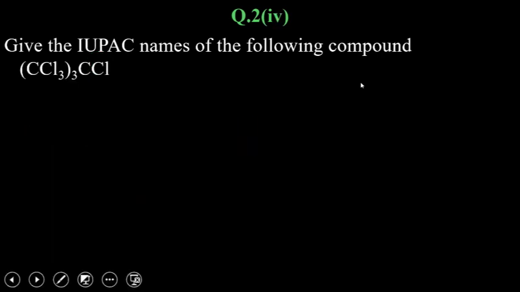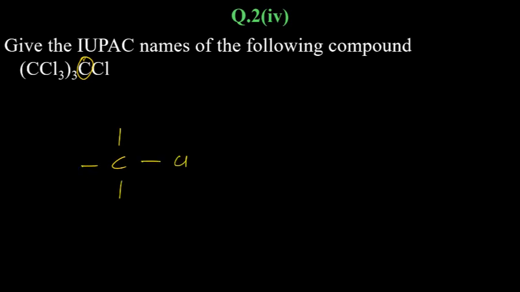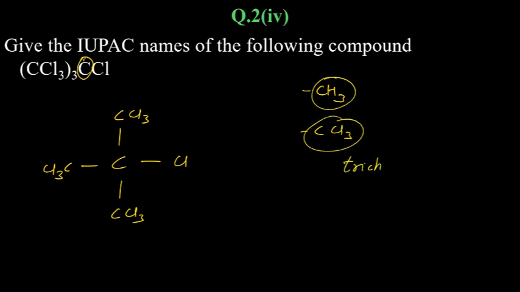Part 4 is, yes, slightly tricky. Now remember, this is just carbon. So write carbon and it will have 4 branches. There is no hydrogen. One is chlorine and the other three are CCl3, CCl3, CCl3. Now remember, CCl3 is nothing but CH3 in which all hydrogens are replaced by chlorine. This is something you need to remember. So this one is methyl, and this one is known as trichloromethyl.